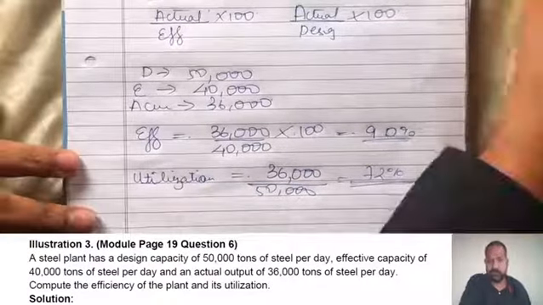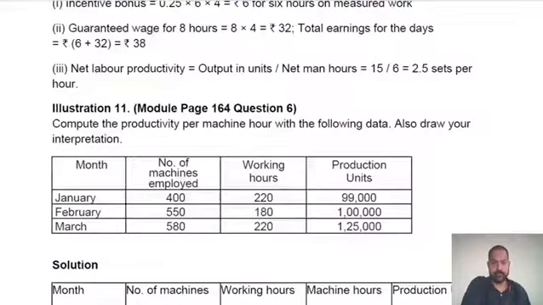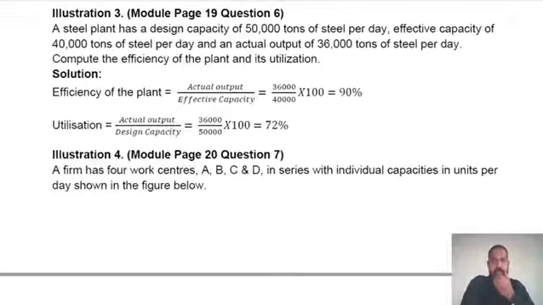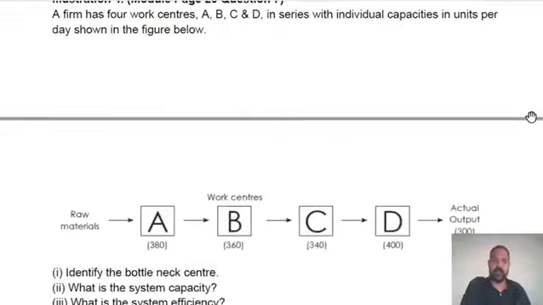Let's come to the solution. So a steel plant has a design capacity of 50,000 tons, effective capacity of 40,000 tons, and an actual of 36,000 tons per day. Compute the efficiency of the plant and its utilization. Well, the plant is only 90% efficient and it is 72% utilized. What is efficiency? It is the actual against the effective. And what is utilization? It is actual against the design. That is question number 3. Let's come to question number 4.